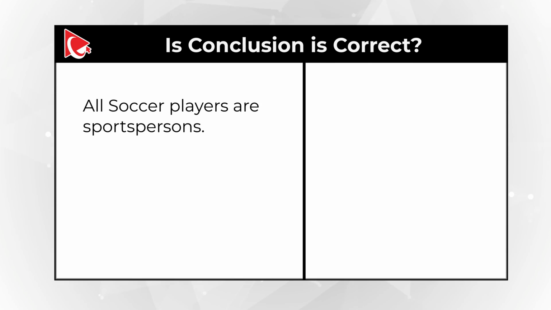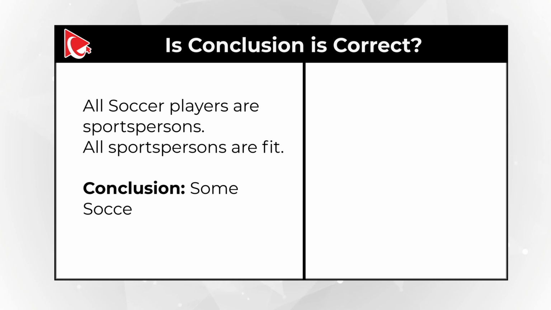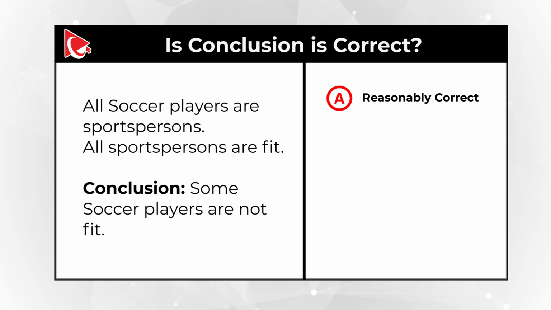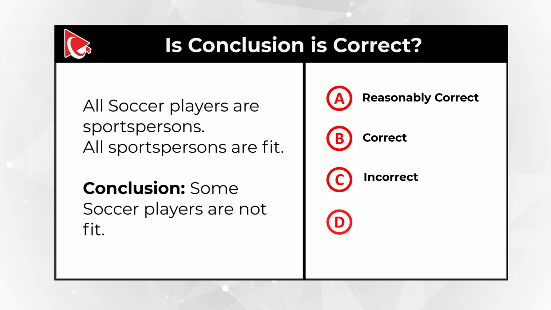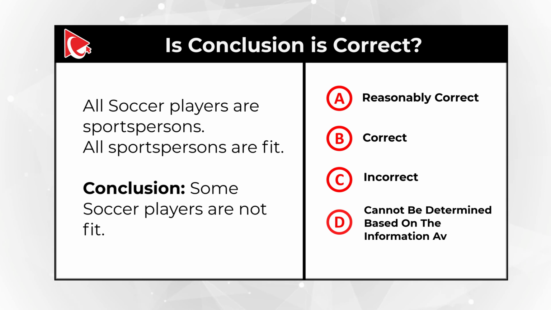You have 4 different choices to determine if conclusion is accurate. Choice A, it's reasonably correct. Choice B, it is correct. Choice C, it's incorrect. And choice D cannot be determined based on the information available.